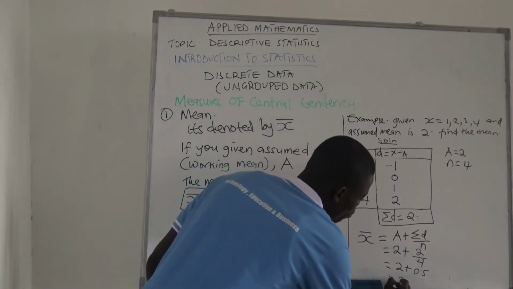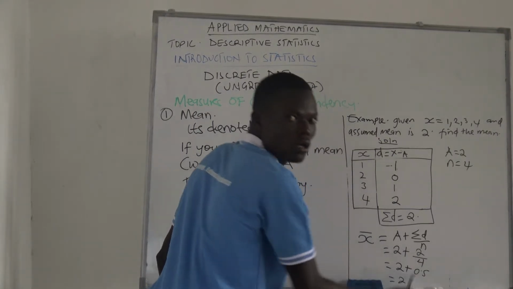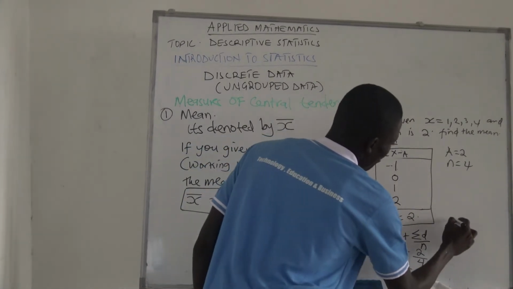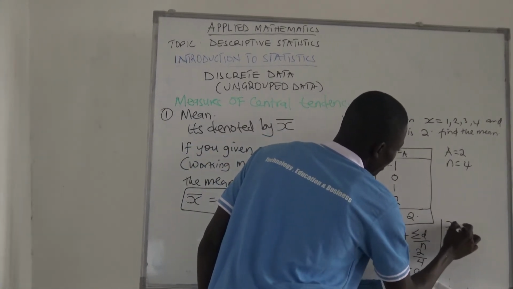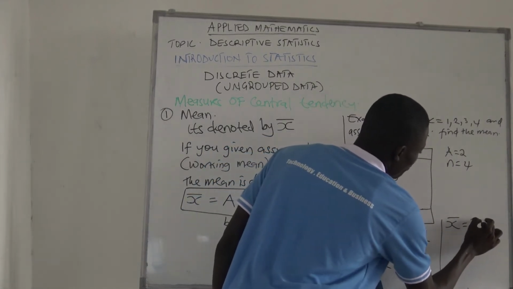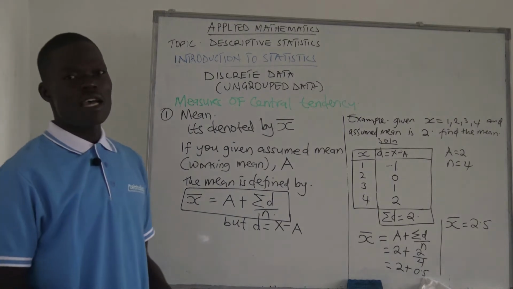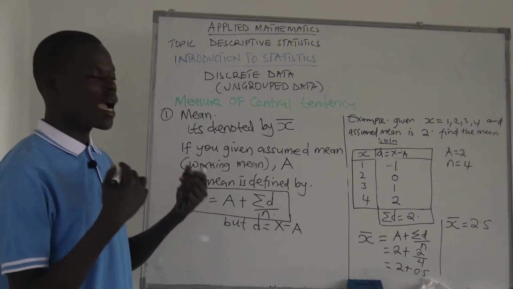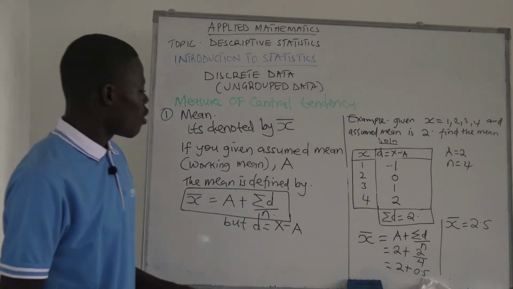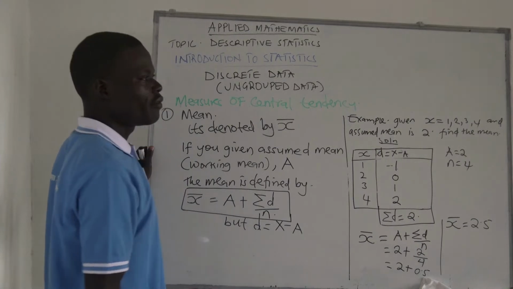So this one, what do we get? We get 2.5. So our mean x bar becomes 2.5. That one becomes our mean. That's how we calculate the mean given the assumed mean. So let us look at the mean given we have the frequency.